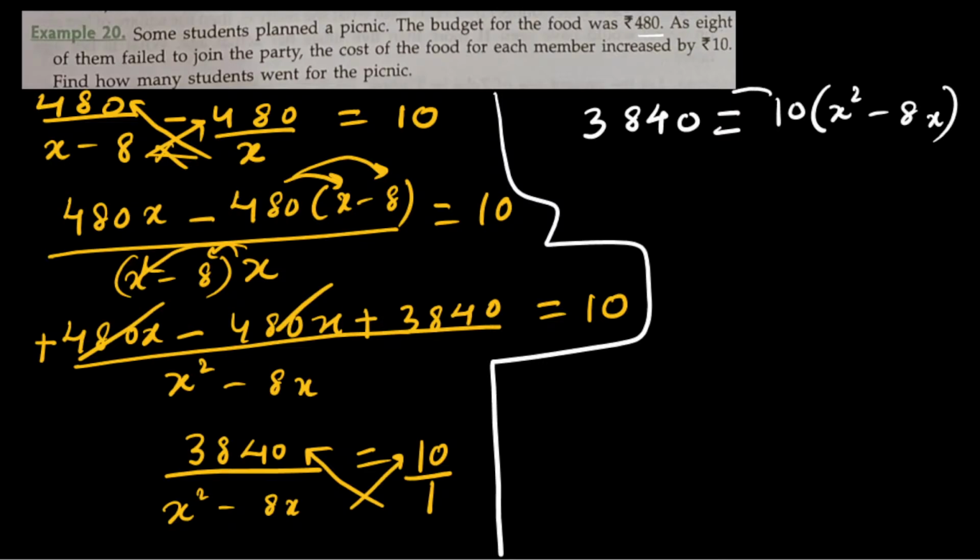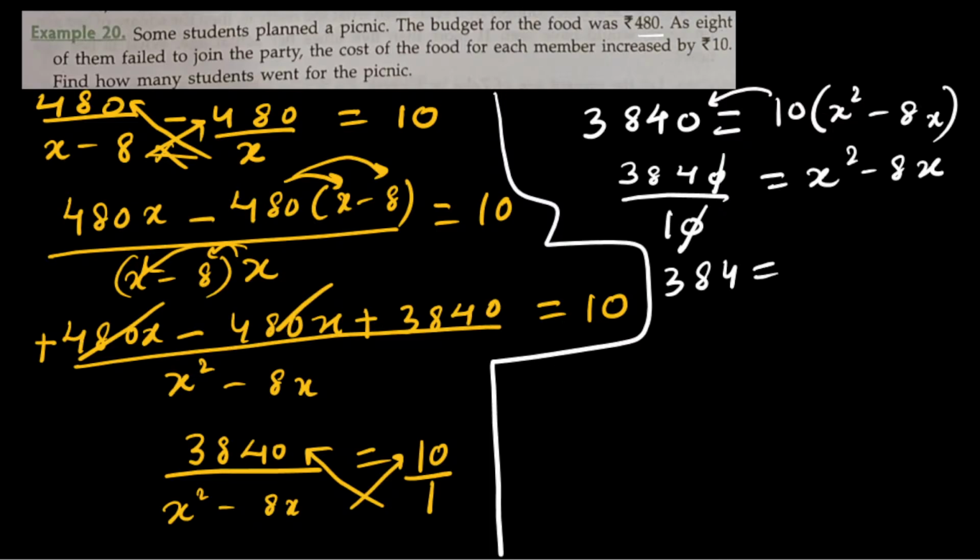Now let's shift this 10 to this side. Here this 10 is getting multiplied. When I shift it to the other side, it will get divided. Something which is getting multiplied, when I shift it to the other side, it will get divided. So 10 will get divided. I'll write x square minus 8x as it is. Here the 10 and 10 will get cancelled. So 384 is equal to x square minus 8x.